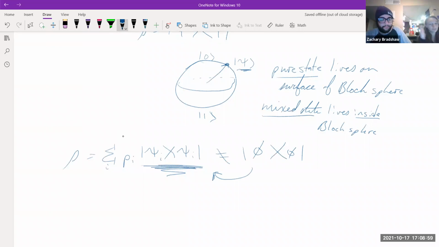And all those states live inside, not on the surface of the Bloch sphere. And you can notice just from your conceptualization of a sphere that the surface of the sphere is not going to contain as many states as the entirety of the inside. So in principle, there are many more mixed states that you can have than pure states.